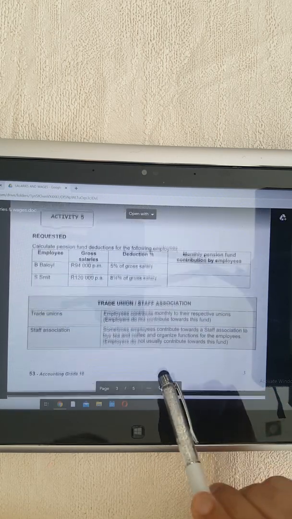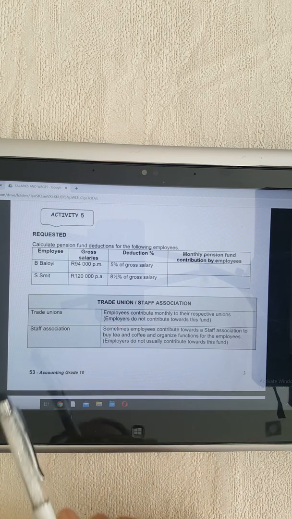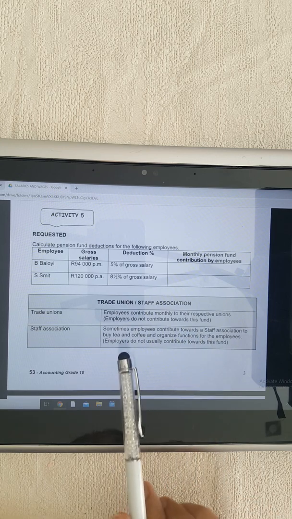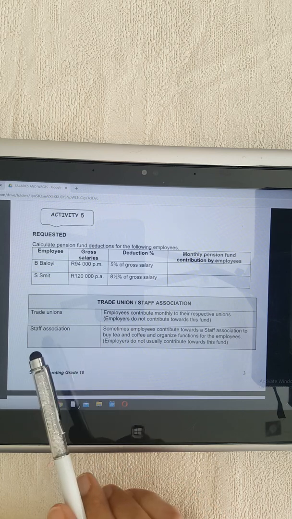Right. So let's just read through this last section here. It says trade union or staff association. The trade unions, employees contribute monthly to their respective unions and employers do not contribute towards this fund. So it's not compulsory also.